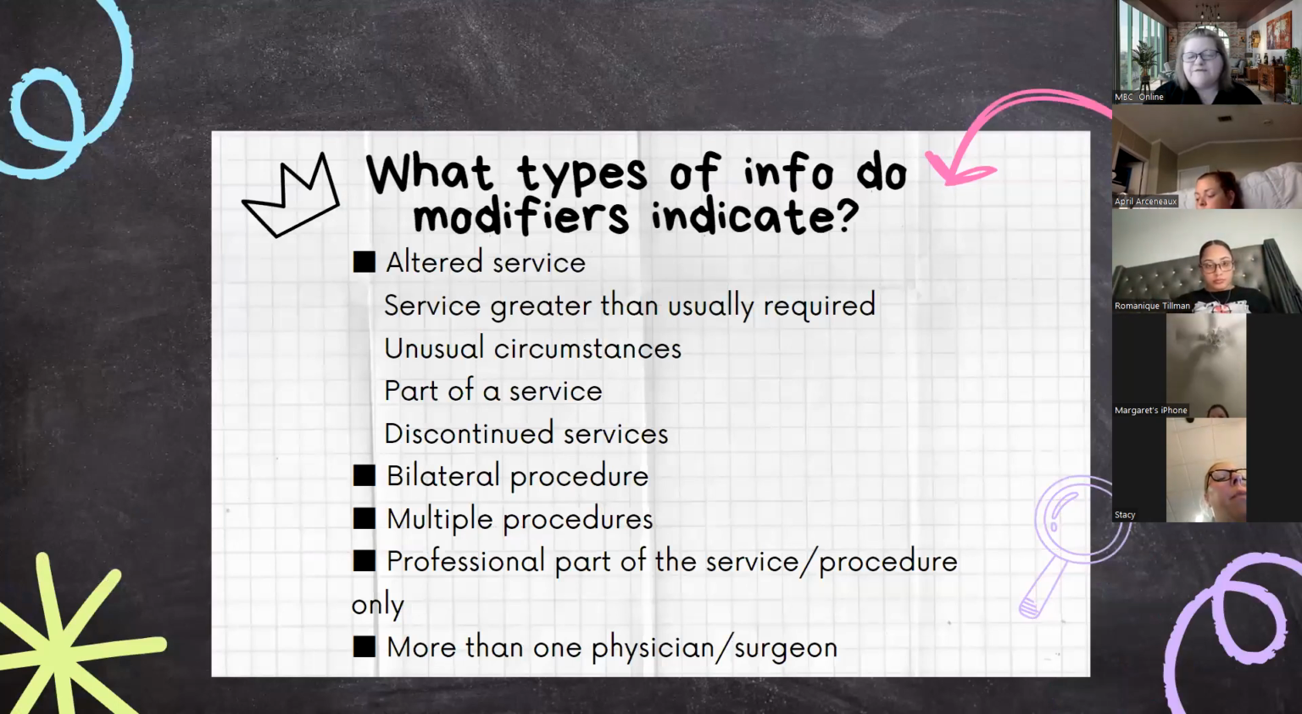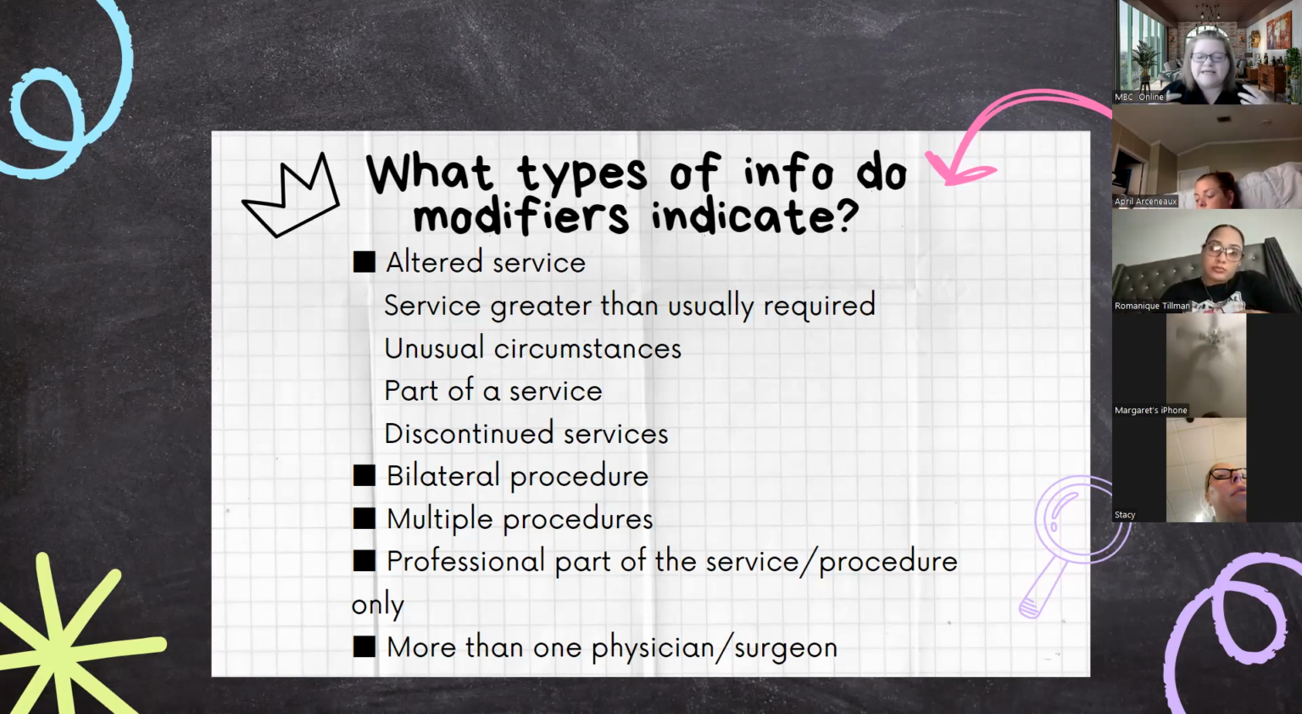So what types of information do modifiers indicate? What kind of information do they give the third-party payers? They indicate if it's an altered service, which can be a service greater than usually required. Like say they're doing a surgical procedure and the patient starts bleeding out and they have to go to extreme measures to stop the bleeding.